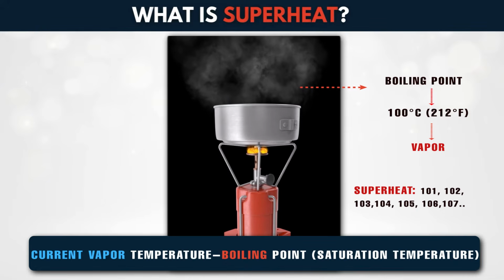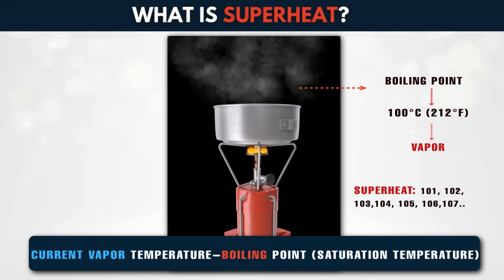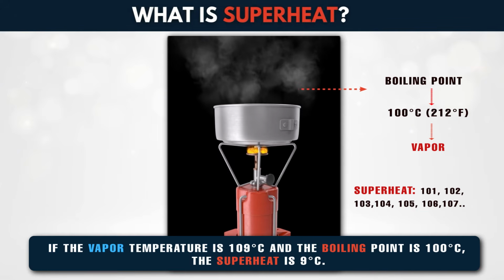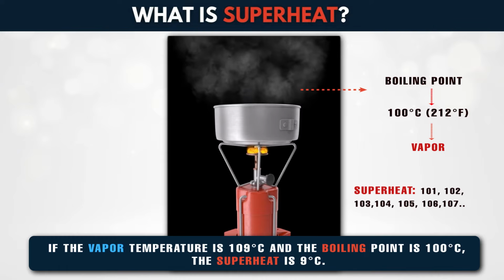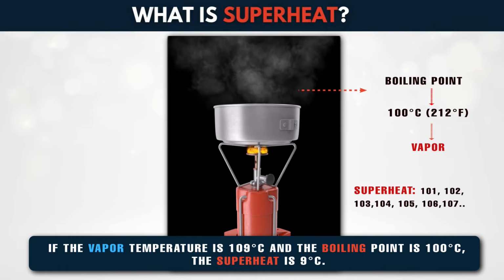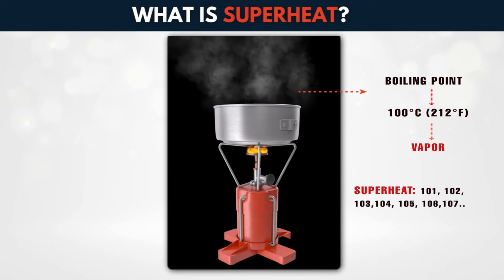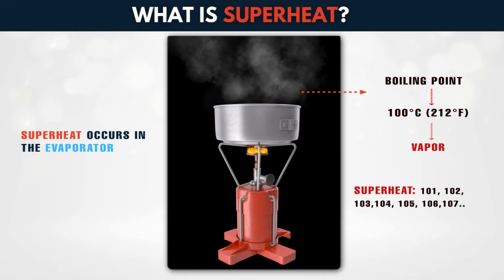Formula for superheat: superheat equals current vapor temperature minus boiling point, the saturation temperature. Example: if the vapor temperature is 109 degrees Celsius and the boiling point is 100 degrees Celsius, the superheat is 9 degrees Celsius. In HVAC systems, superheat occurs in the evaporator.